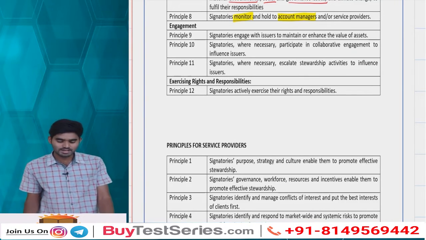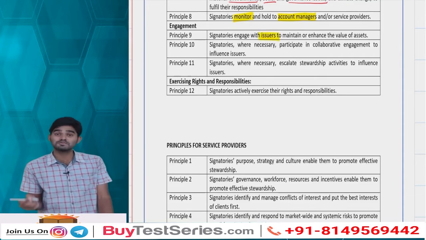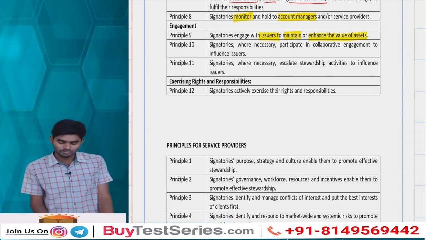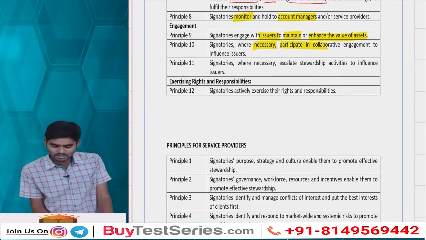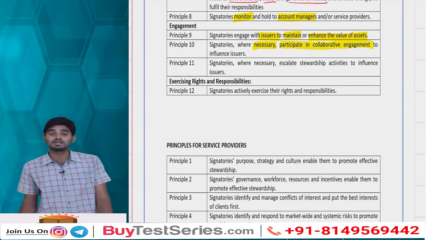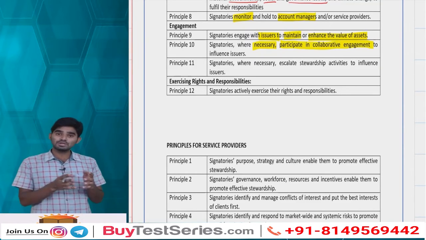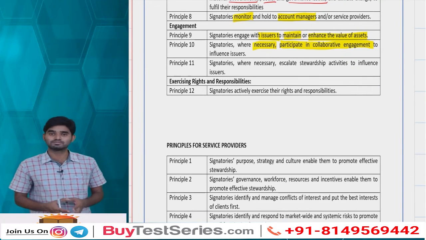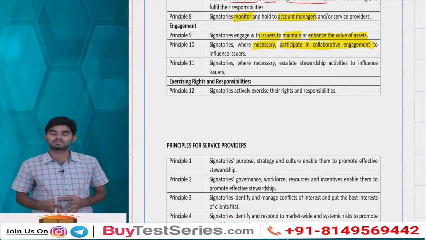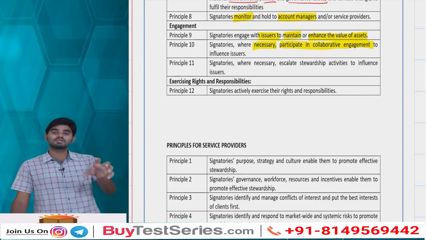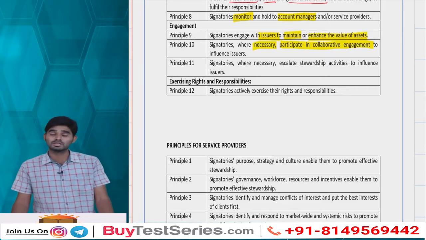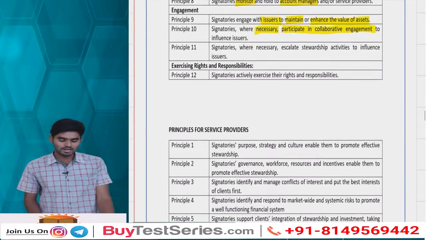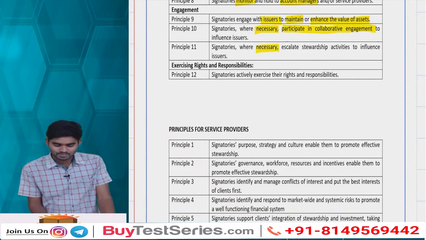So what it says: signatories engage with the issuers, that is investee companies, to maintain or enhance the value of the assets, and wherever necessary participate in collaborative engagement to influence the issuers. Not only you, with other asset managers, you make a collaborative agreement, you combine yourselves as a single force and approach a particular issuer so that it could be a benefit to your beneficiaries. And principle 11, signatories wherever necessary escalate.